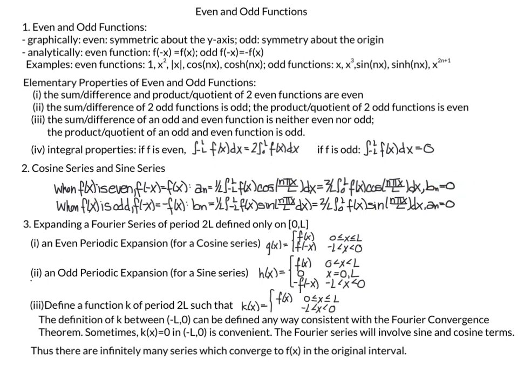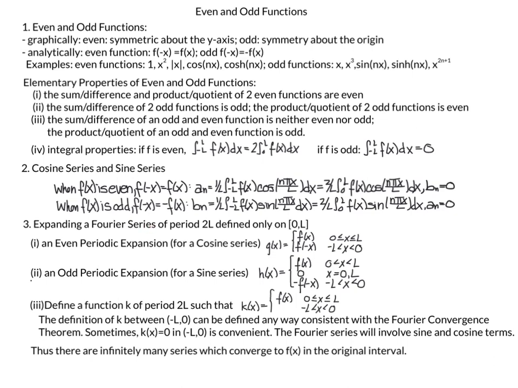Similarly, when f of x is odd, when you multiply an odd times an odd, so where do we have the product of two odd functions? That's over here. The product of two odd functions is even. So that means your b sub n's will then add together, and your a sub n's will be zero because you'll have an odd function times cosine, which is even. So an odd and an even function is odd, so integrating over negative L to L will give you 0.